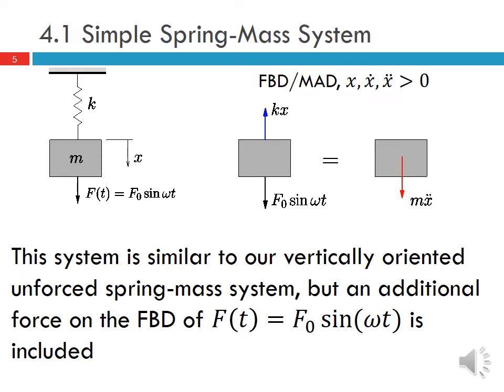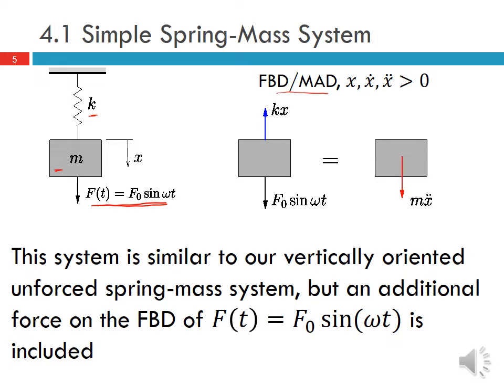So consider a simple spring mass system. Again, we're considering the undamped case, so we just have a spring and the mass, no damper at this point. So this is the schematic, and we've got this harmonic forcing function applied. So f of t is f naught sine omega t. So this is the free body diagram, mass acceleration diagram. And again, we draw everything in the positive coordinate direction.